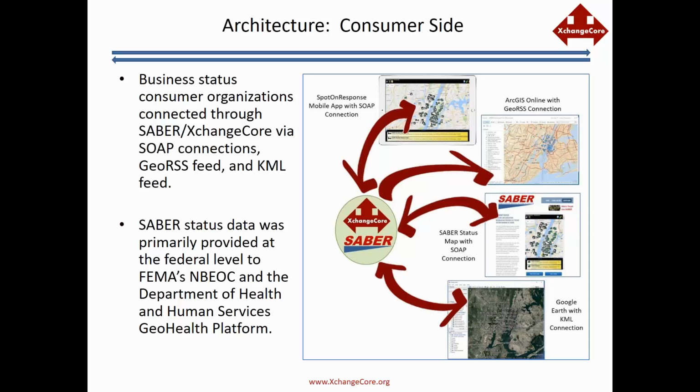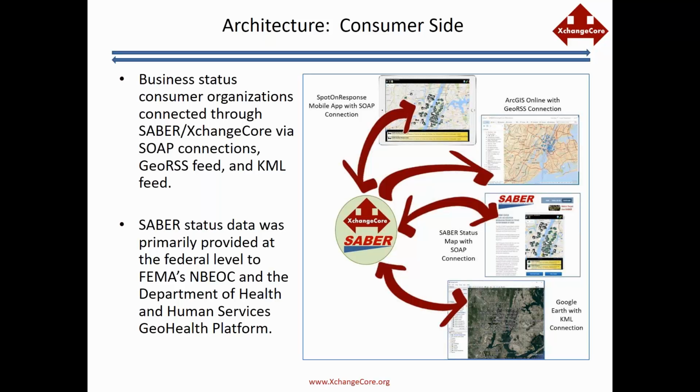The consumer side of the architecture had multiple different applications connected to it. SABER XchangeCore provides SOAP connections, a GeoRSS feed, a KML feed, a GeoJSON feed that's new, and just some illustration of the applications that were connected here. Google Earth using KML, the SABER status map that's always published and available, and usually contains the last exercise information on it. ArcGIS Online, a very popular common operating picture, and then the SpotOnResponse Mobile App that I mentioned earlier.